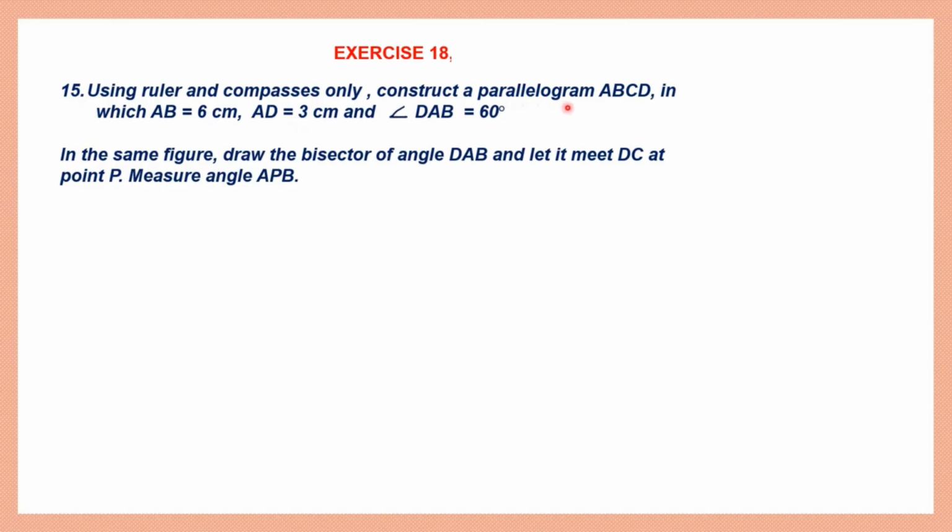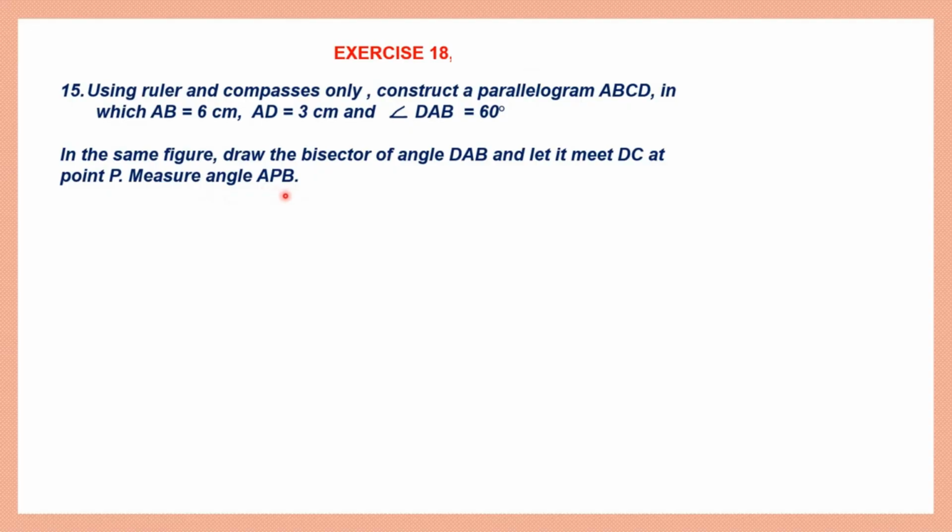We have to construct a parallelogram. We've been given the length of two sides and we've been given an angle also. So first we have to construct this. Then, in the same figure, draw the bisector of angle DAB and let it meet DC at point P. Measure angle APB. So first we construct the parallelogram, then follow all these instructions and measure angle APB.